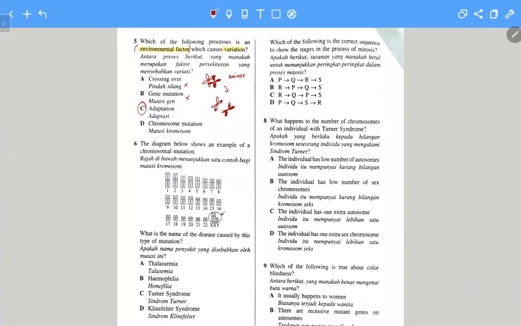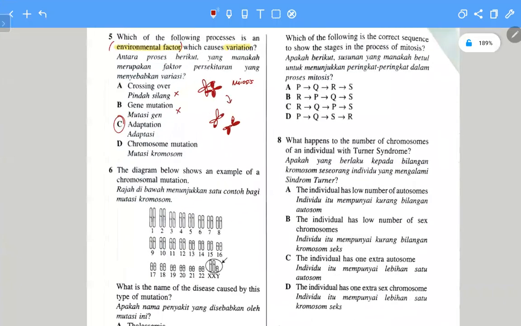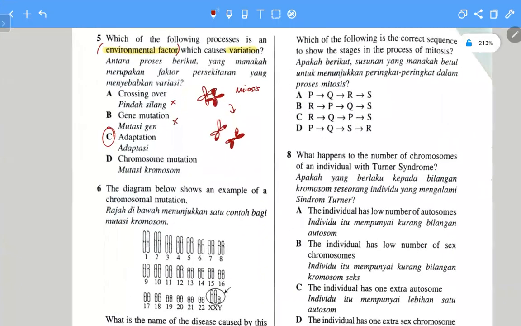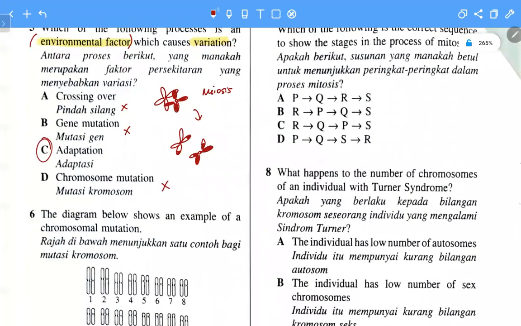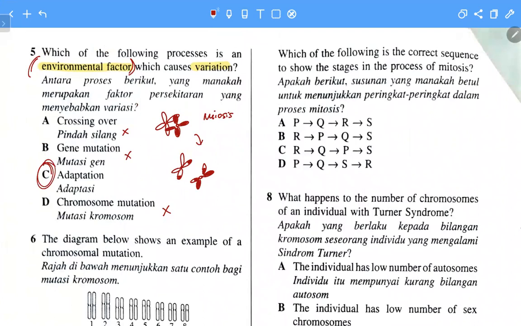Right, so that's what I meant by adaptation. And again, chromosomal mutations are also caused by genetics, so that's definitely not the answer. So again, environmental factor here means adaptation.